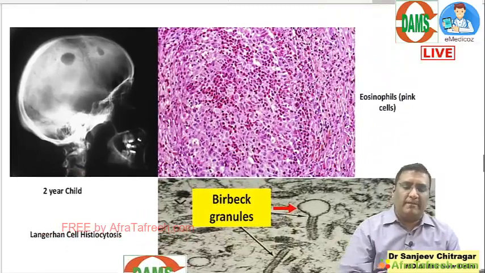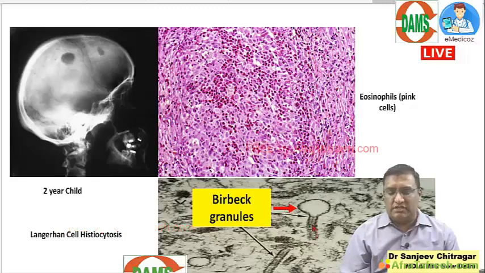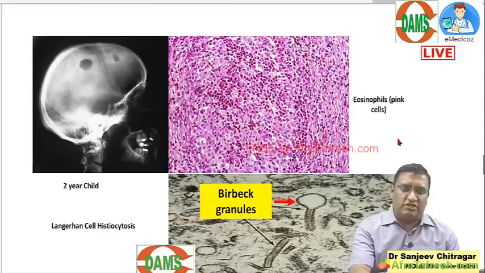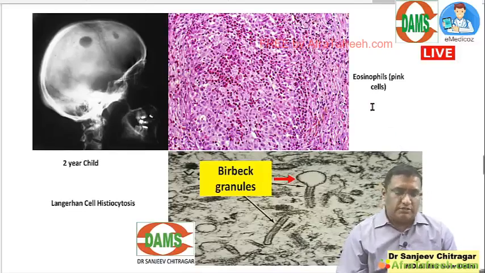In fact, there will be a lot of eosinophilia only. There will be a lot of eosinophils deposited here, and electron microscopy might show Birbeck granules, tennis racket shaped inclusions, which are called Birbeck granules. That is what you will be seeing, right? Yes. So these are the keywords.